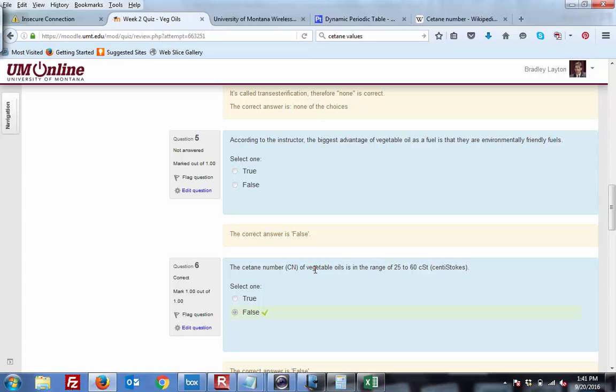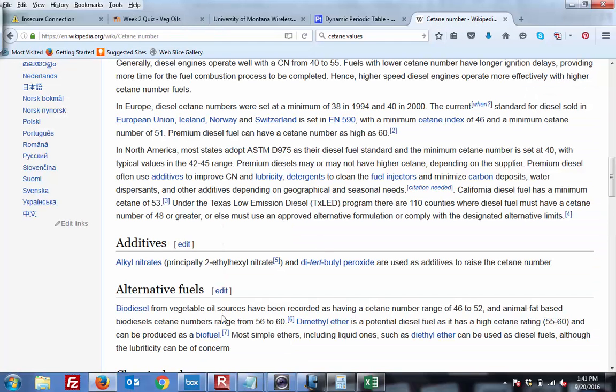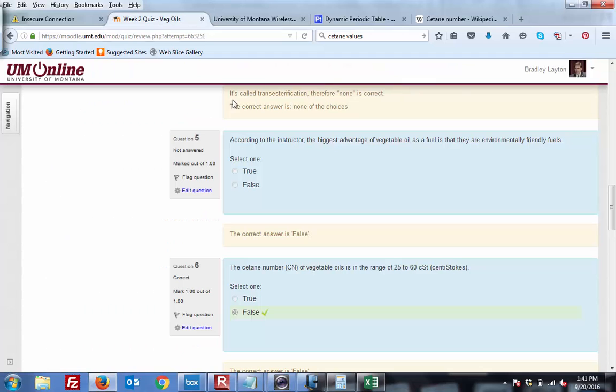But what is the cetane number for vegetable oil? That is my specific question. 42 to 46 to 52. So I think that's this. Not in the book. No, it might not be. I think this question is false on two different fronts. The range is too large, 25 is too low. Although, I'm sure you could make one that low.